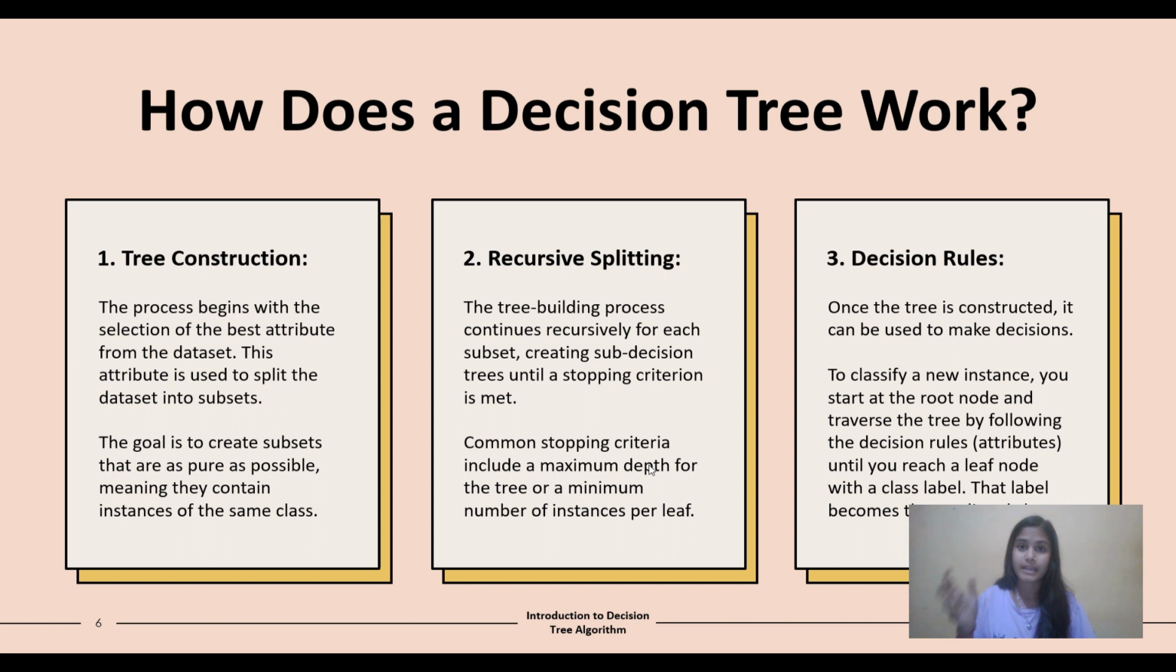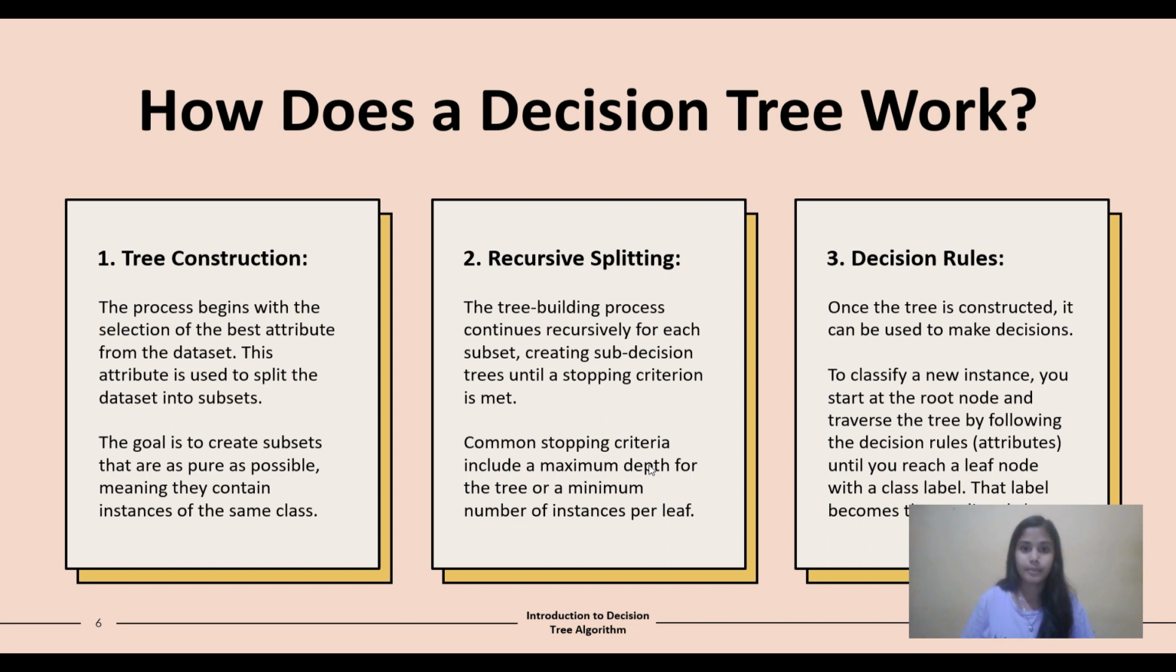So that is the best attribute chosen to split the data set, and the goal is to create subsets that are as pure as possible, meaning they contain instances of the same class. That means if you go on the right hand side, all of them should be of the same class, and if you go on the left hand side, all of them should be of the same class. So that should be considered.